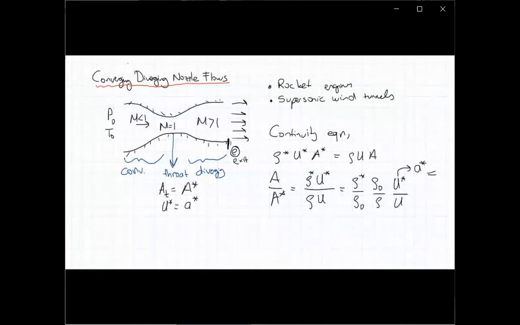Now, why did we want to do this? Because each of these three terms can be written as functions of Mach number only. So if we find these functions and put them into this equation, then we will have an equation relating the A over A star ratio that is only a function of Mach number. So that's what we're going to do. Let's get a new page.